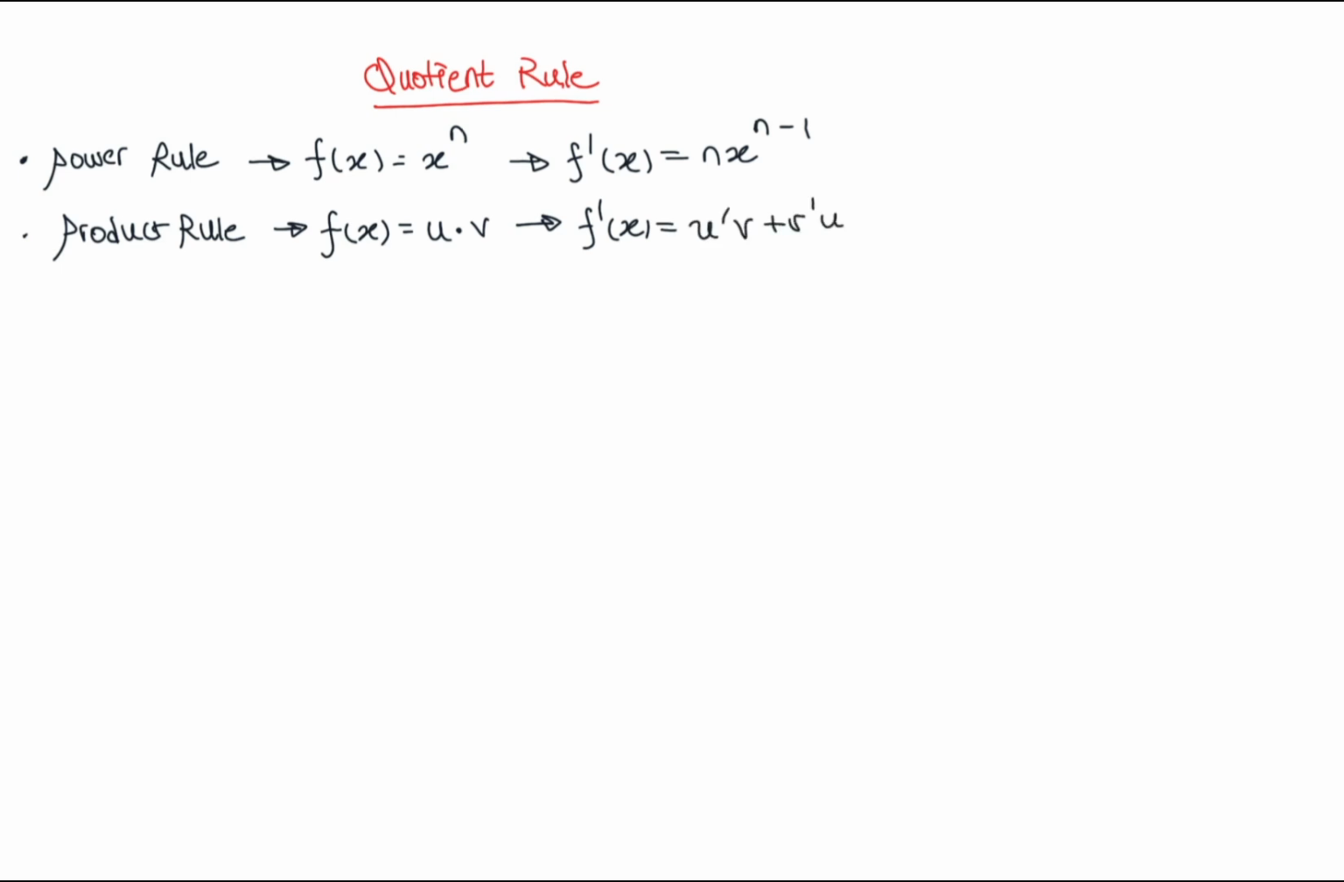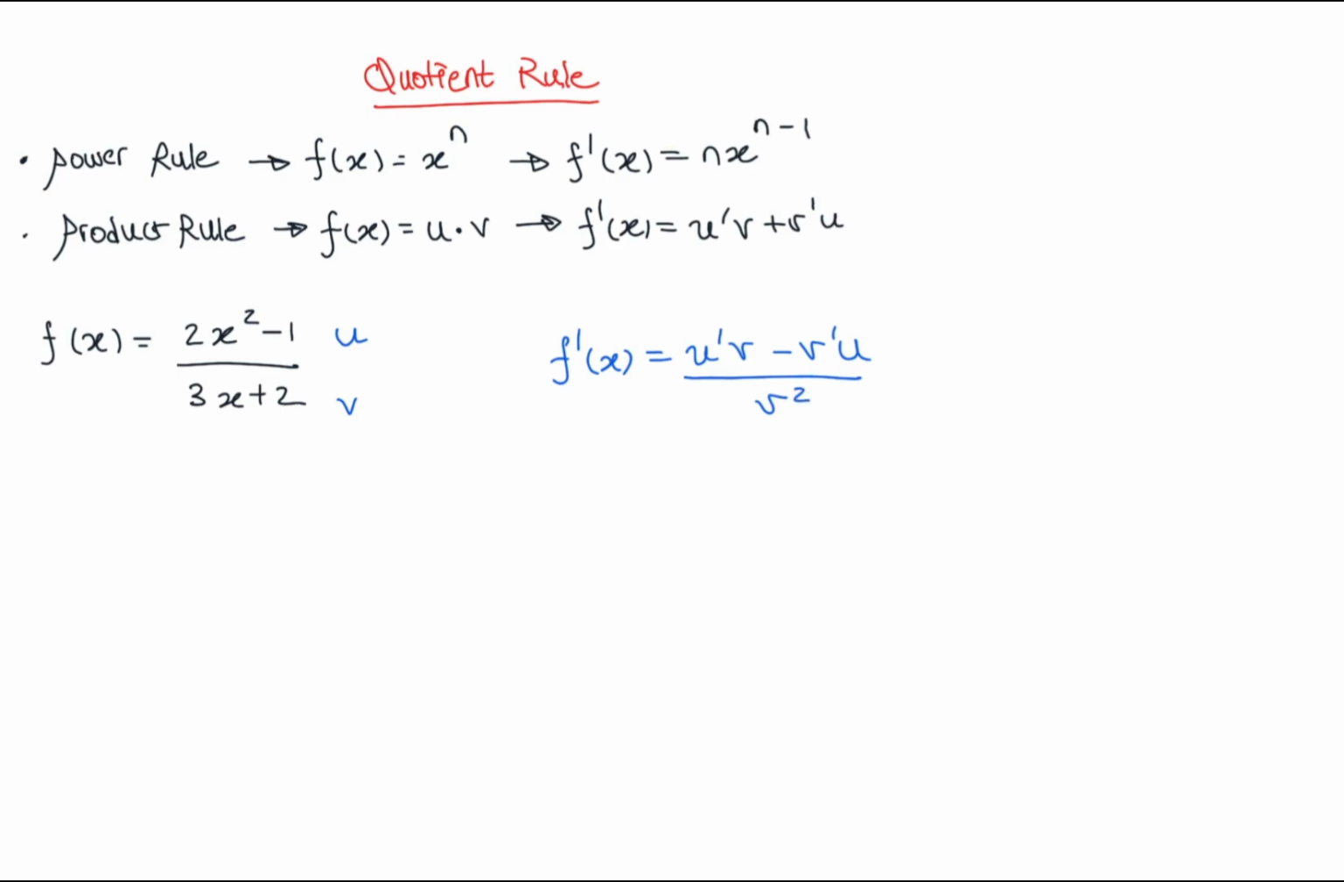Now, the quotient rule, by its name, is whenever we have a quotient, or two expressions in a fraction. For example, 2x squared minus 1 over 3x plus 2. Whenever we encounter a fraction, we always take the upper part as u and the lower part as v. And the derivative of it will be u prime v minus v prime u, all over v squared. That's the general formula for the quotient rule.